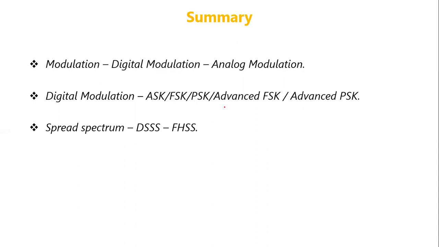Basically, in direct sequence spread spectrum, the input signal will be XORed with a chip sequence. Okay. The input sequence will be of longer duration, whereas the chip sequence will be of shorter duration. And the resultant signal will be modulated, and then it will be transmitted. Whereas in frequency hopping spread spectrum, the entire bandwidth will be divided into multiple smaller frequencies. And then we have discussed two types of FHSS, the slow FHSS and fast FHSS.